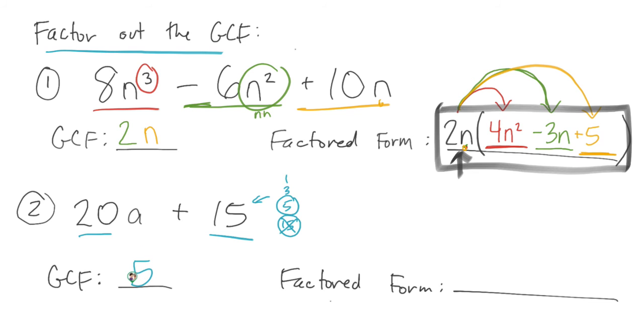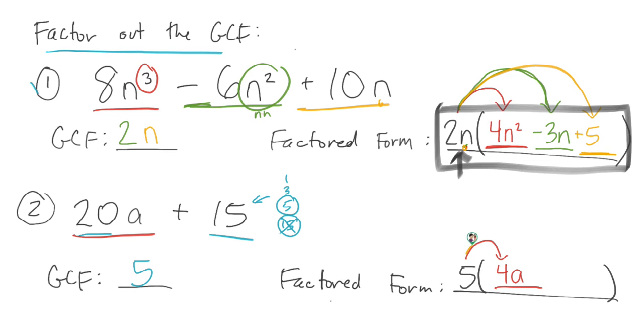Notice that because I don't have a variable on the 15, there's no variable in common. There's an a over here and there's not an a over here, so they don't share any variable. So the GCF is just 5 with no a. I'm going to set up my parentheses. My first step here is 5 times what gets me 20a. 5 times 4 gets me 20, and since it's 20a, I want 4a. 5 times 4a is 20a.